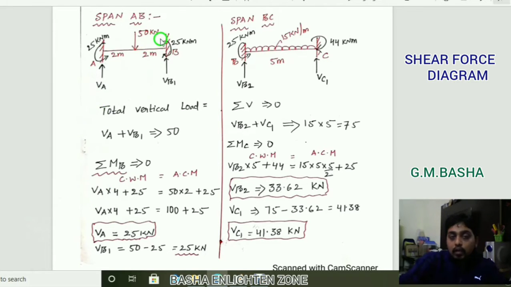Again, what are the clockwise moments acting on the span? This 25 at the B position will be one moment, which is acting in the clockwise direction. I am taking this 25 on this side. Then there will be no other clockwise moments acting in this span, so I am going for the anti-clockwise moments. That is the reason I am taking the anti-clockwise side.